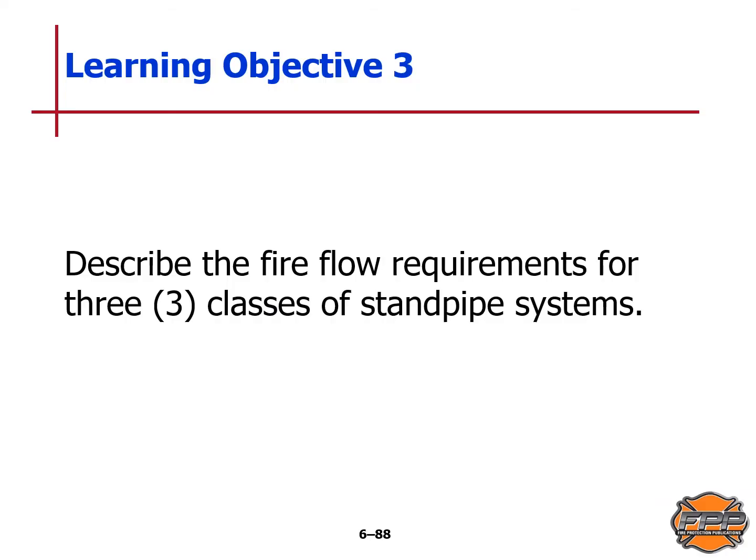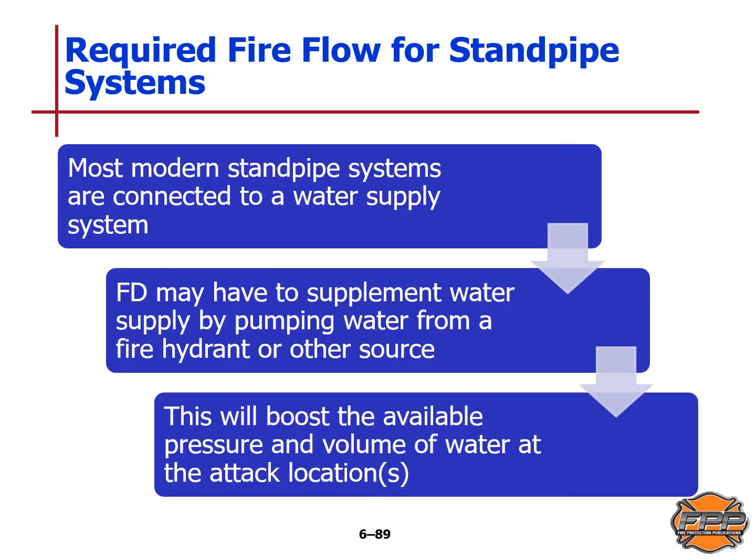Now, learning objective 3, we will describe the fire flow requirements for the 3 classes of standpipe systems. Most modern standpipe systems are connected to a water supply system, obviously. The fire department may have to supplement water by pumping water from a fire hydrant or some other source. So for instance, if you have a building that has standpipe but it's connected to a tank that's on top of the building, well, that may drain down faster than it can be refilled. So you may have to supplement it with a hydrant.